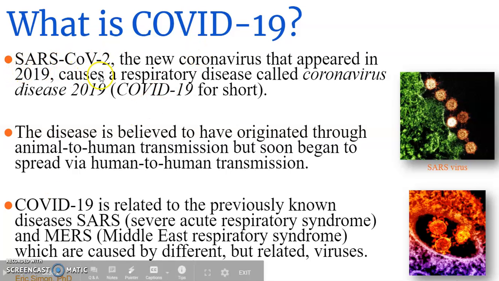Remember, the virus is SARS-CoV-2, and the disease it causes is COVID-19, which stands for Coronavirus Disease 2019. It's believed to have originated through animal to human transmission. It's not completely understood at this time, but we think it probably came from bats. But now it's spreading via human to human transmission. Coronaviruses are a family of viruses, and COVID-19 is related to two other diseases, SARS and MERS, which were previous coronavirus outbreaks that you may have heard of.